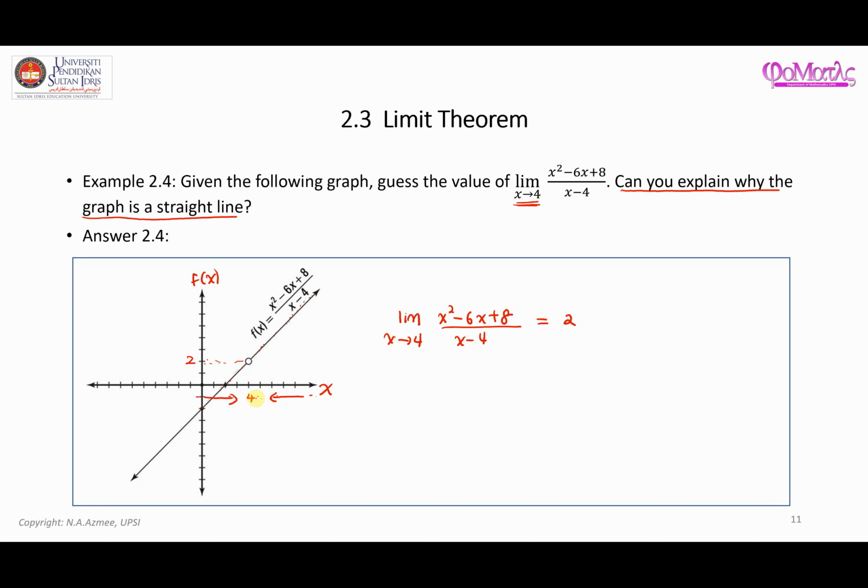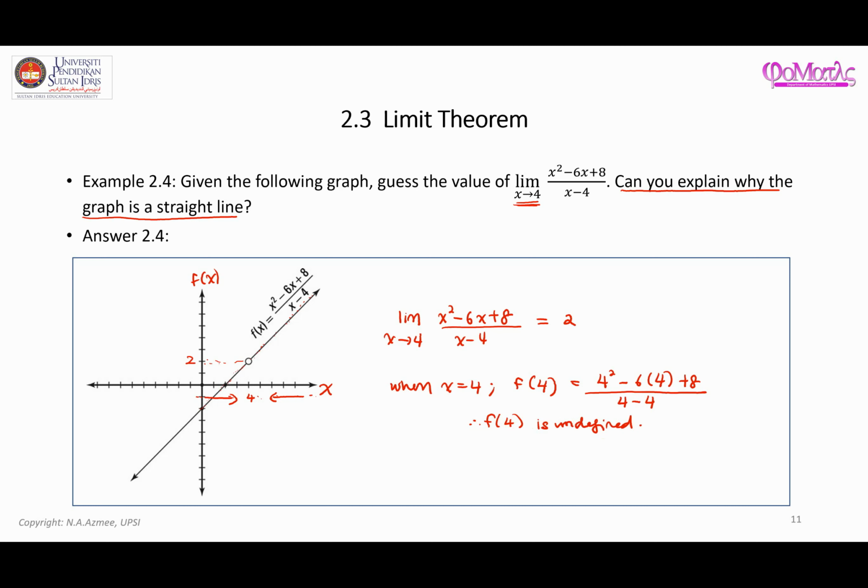Now, I hope you can see that if you substitute x equals 4 into our function, the function will be undefined. So f(4) is 4 squared minus 6 times 4 plus 8, over 4 minus 4. That becomes undefined because the denominator here is 0. So therefore, we say that f(4) is undefined.